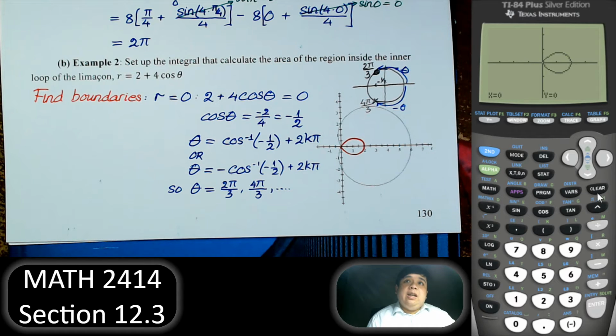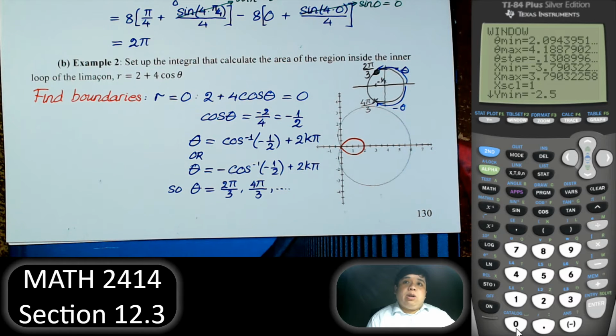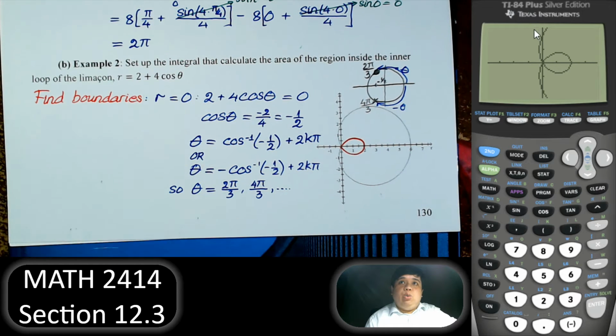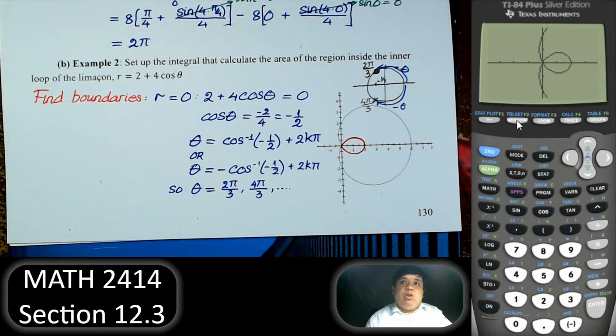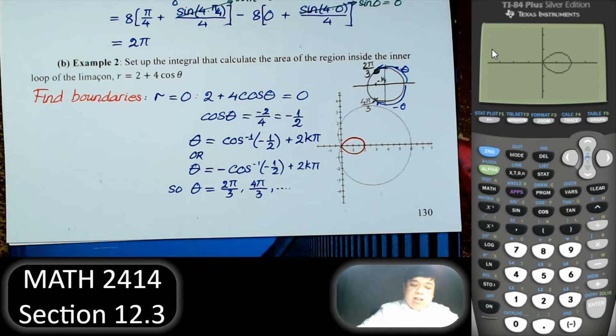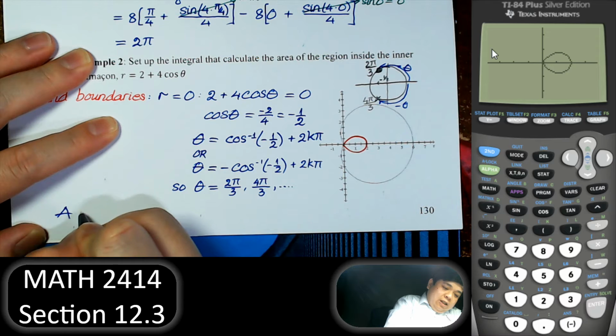Right. Now once again, if we want the whole thing, it will be from 0 to 2 pi. Typical, because the period for cosine is 2 pi, so we have the whole thing. But if we just want the inner loop, 2 pi over 3 to 4 pi over 3, we can use the symmetry if we want to. In that case, we just go 2 pi over 3 to pi. But we don't need to do that. Now we just have the inner loop. Perfect.